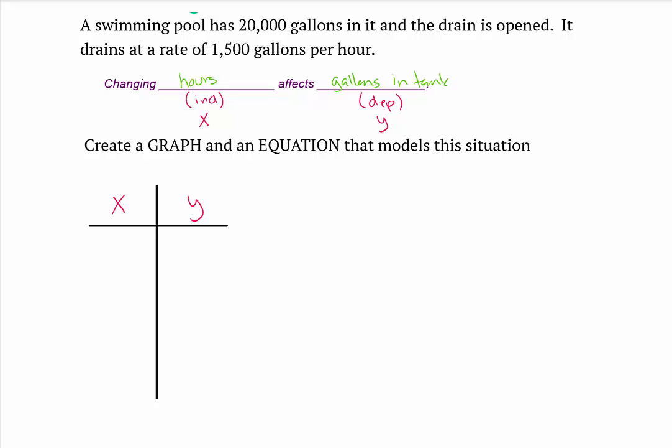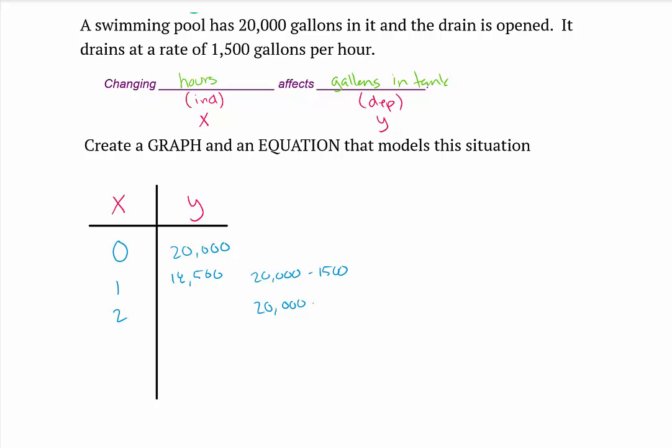So first of all, we will go ahead and pick some number of hours. So let's go for, say, 0 hours. That should be pretty easy. So if this tank has been drained for 0 hours and the plug was just pulled, we would have 20,000 gallons. And if we have gone for 1 hour, then we would basically be doing 20,000 minus 1,500, which is going to give us 18,500 gallons.